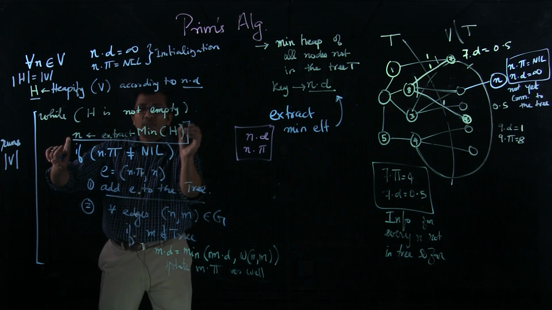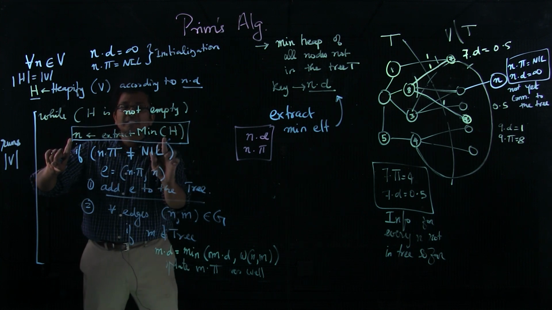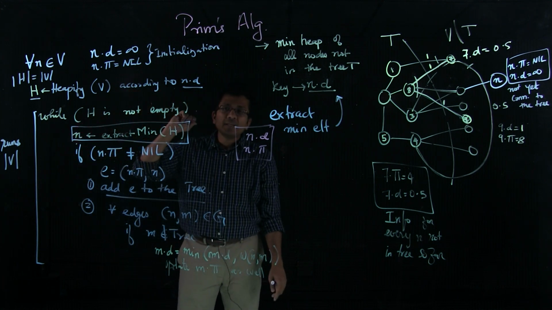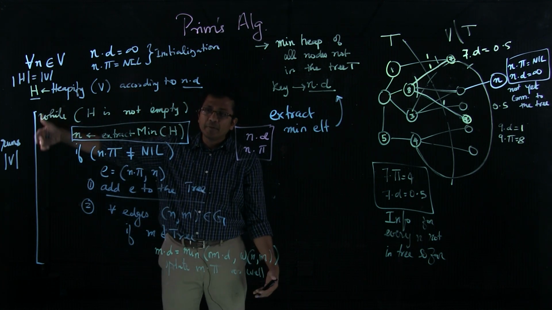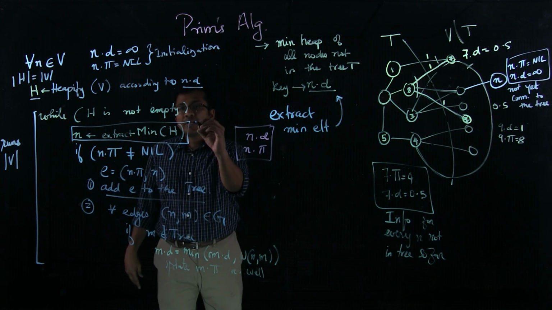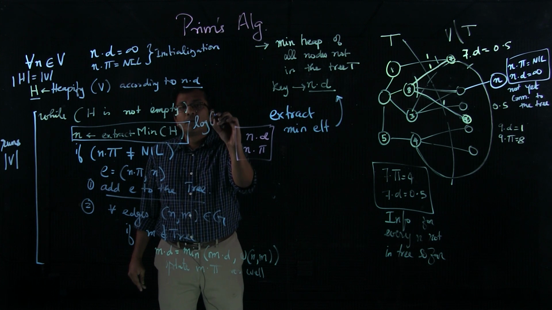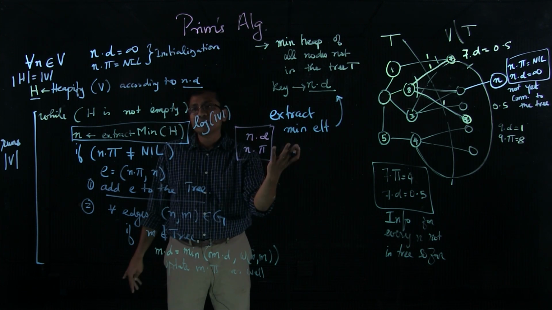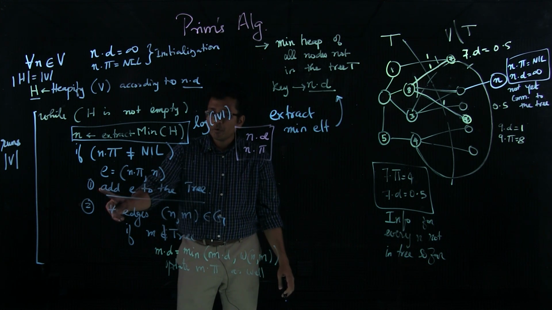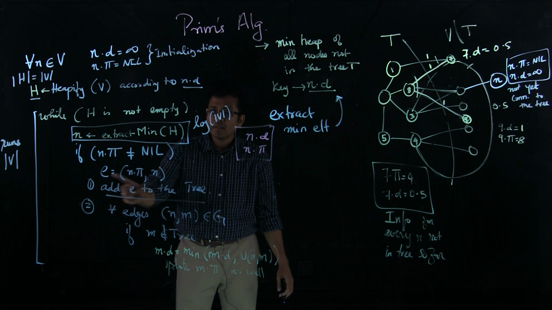What's the time to extract the minimum element of a heap? Well, the time to get the minimum element is order 1 because it's always the first element of the heap. But I need to delete it as well. So the time to delete it is log the size of the heap, which is in the worst case log v.